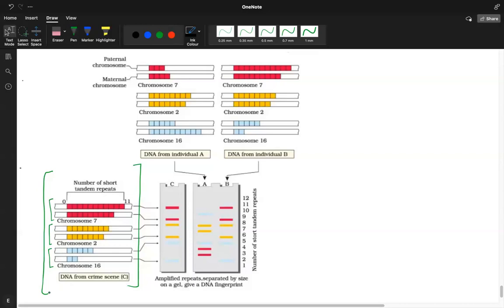And then we are looking for these short tandem repeats, the repetitive sequences, right? Which I told you, the satellite part of the satellite DNA. They are also called VNTRs. It stands for variable number of tandem repeats.